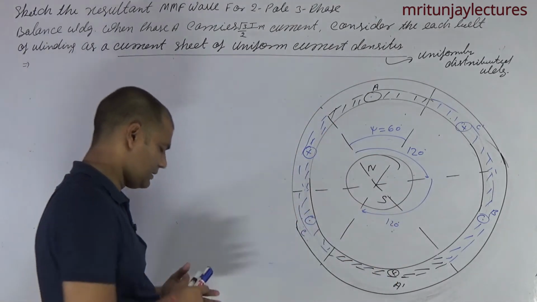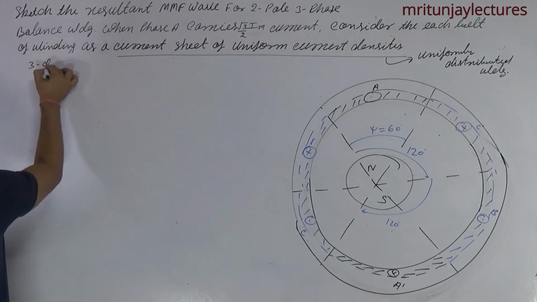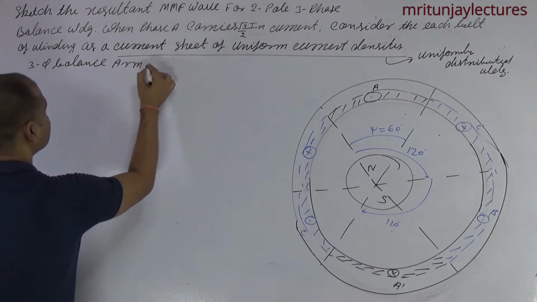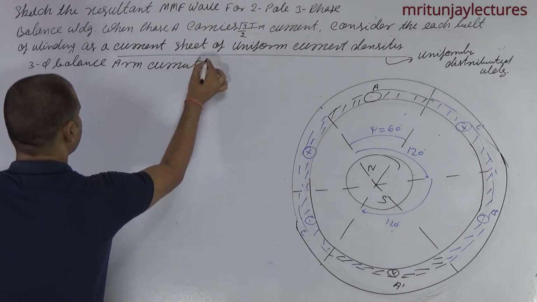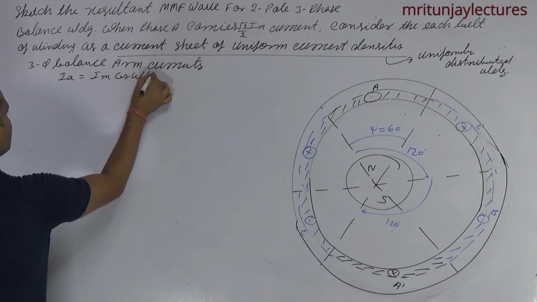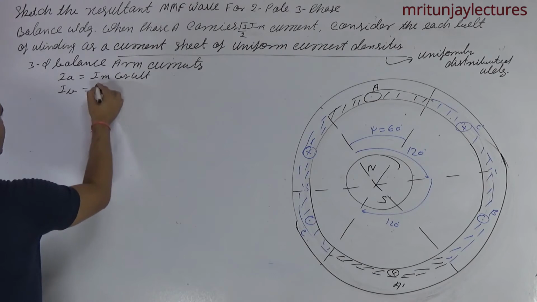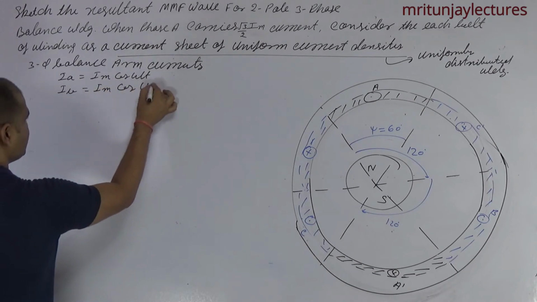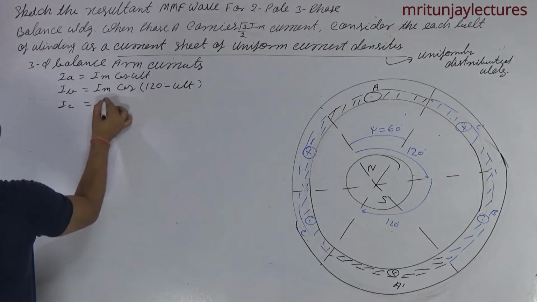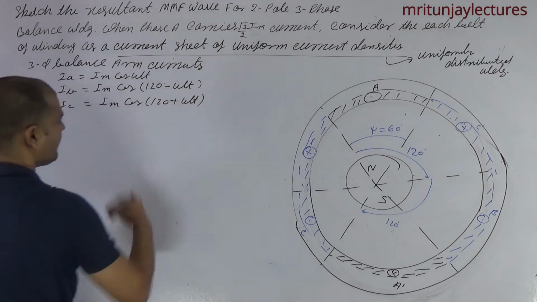Okay, now the three phase balanced armature currents. Suppose Ia is Im cos omega t, same magnitude and same frequency, but what about phase shift? The phase shift is changing. And what about Ic? Ic is written as Im cos (omega t plus 120).